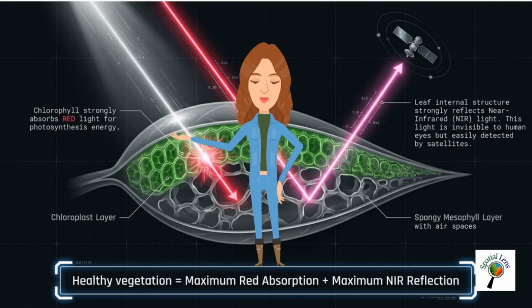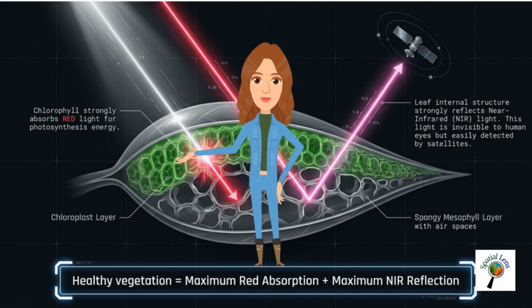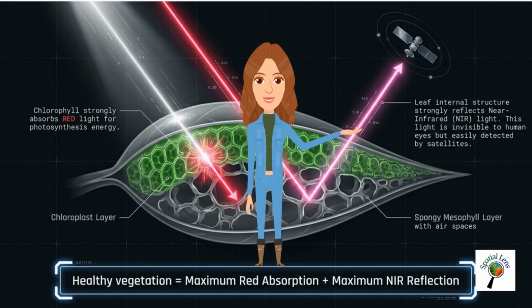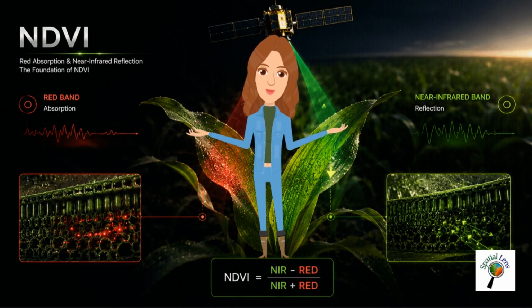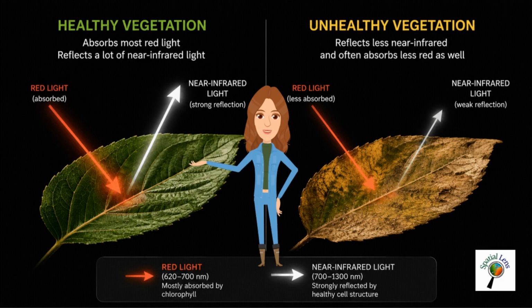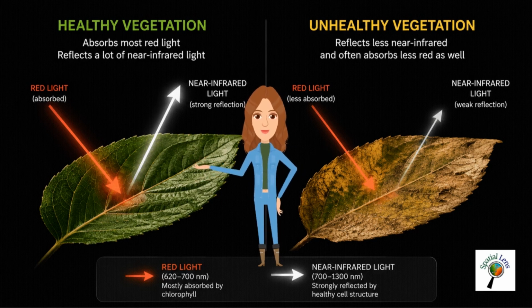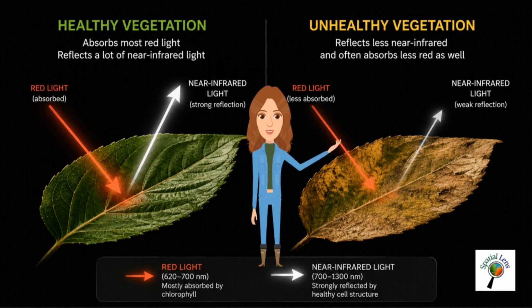At the same time, healthy plant leaves strongly reflect near-infrared light, often called NIR. This reflected near-infrared light is invisible to our eyes, but satellite sensors can detect it easily. This difference between red absorption and near-infrared reflection forms the foundation of NDVI. Healthy vegetation absorbs most red light and reflects a lot of near-infrared light. Unhealthy vegetation, stressed crops, dry grass, or sparse vegetation reflect less near-infrared and often absorb less red as well.